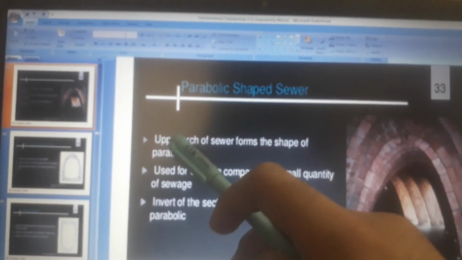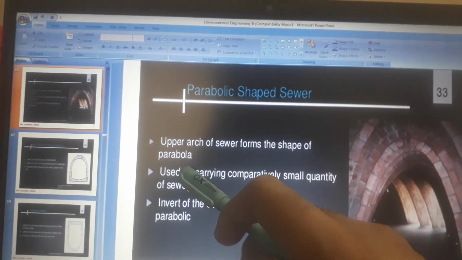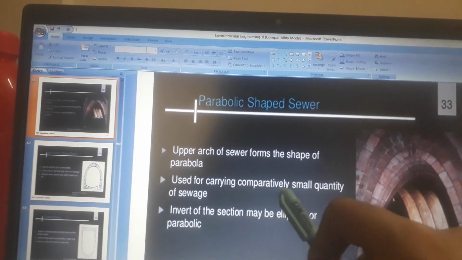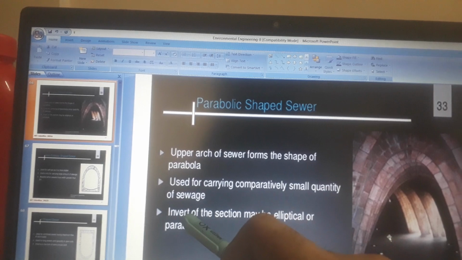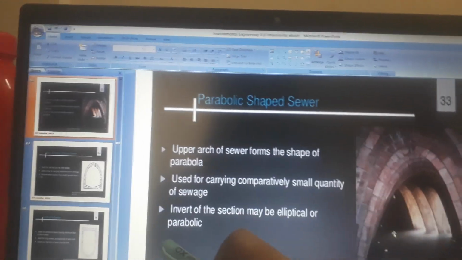Parabolic shaped sewer. Upper arch of the sewer forms the shape of a parabola. Used for carrying comparatively small quantity of sewage. Invert of the section may be elliptical or parabolic.